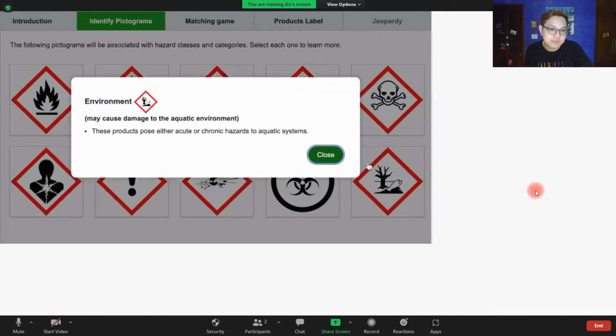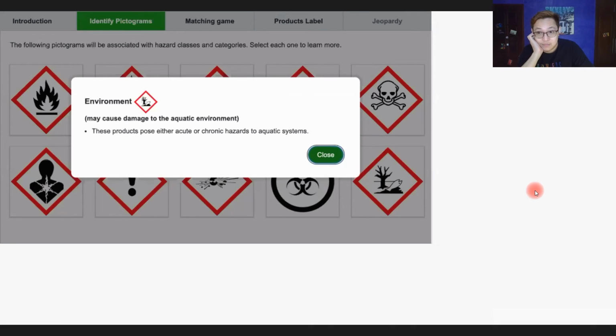Last one. Environment. May cause damage to the aquatic environment. You see the dead fish, right? There's a picture of dead fish and like a tree that has dead, that tree is dead. Yeah. So environment hazard. These products pose either acute or chronic hazard. Okay, acute means short term. Chronic means long term.